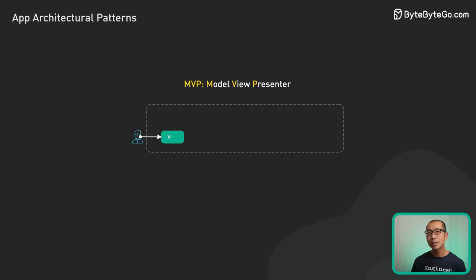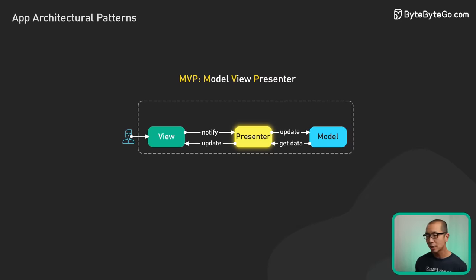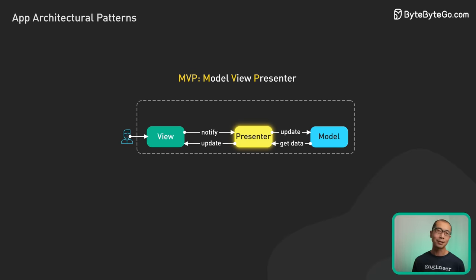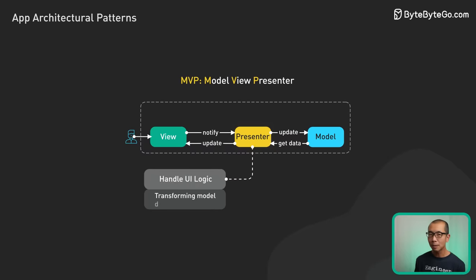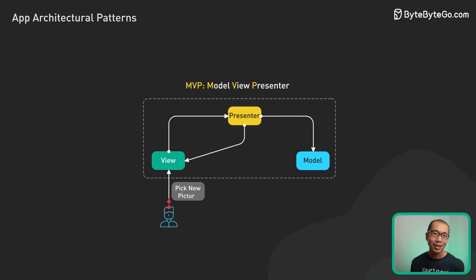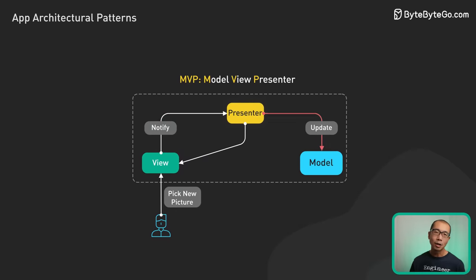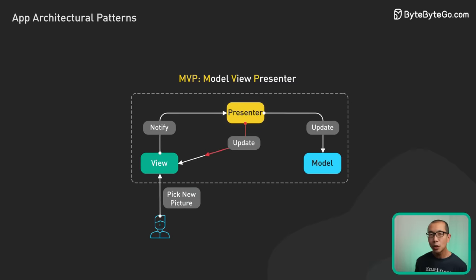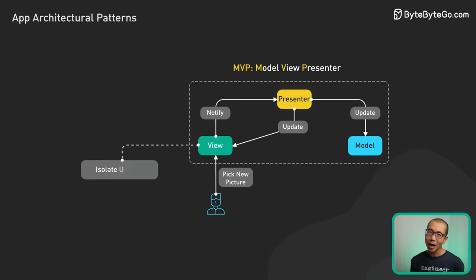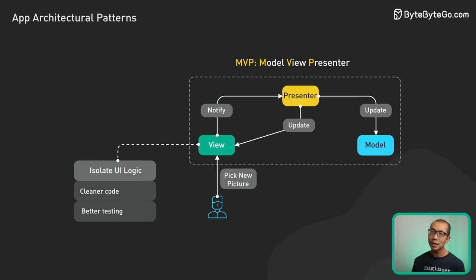MVP introduces a more prominent presenter that handles UI logic, transforming model data for display, handling user inputs, and coordinating model and view updates. This keeps the view simple for rendering pixels, while the presenter drives UI behavior. When the user selects a new photo, the view notifies the presenter. The presenter then updates the model, formats the new data, updates the view with the new picture, and handles navigation flows. By isolating UI logic, MVP enables the view to focus strictly on drawing visuals for cleaner code and testing.